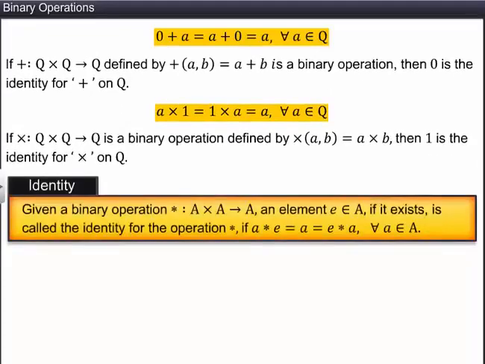Mathematically, an identity for a binary operation star on A is an element e in set A such that a star e is equal to e star a is equal to a for all a in set A. Now, what if we get an identity on associating two elements of set A under the operation star? The answer leads us to a definition.